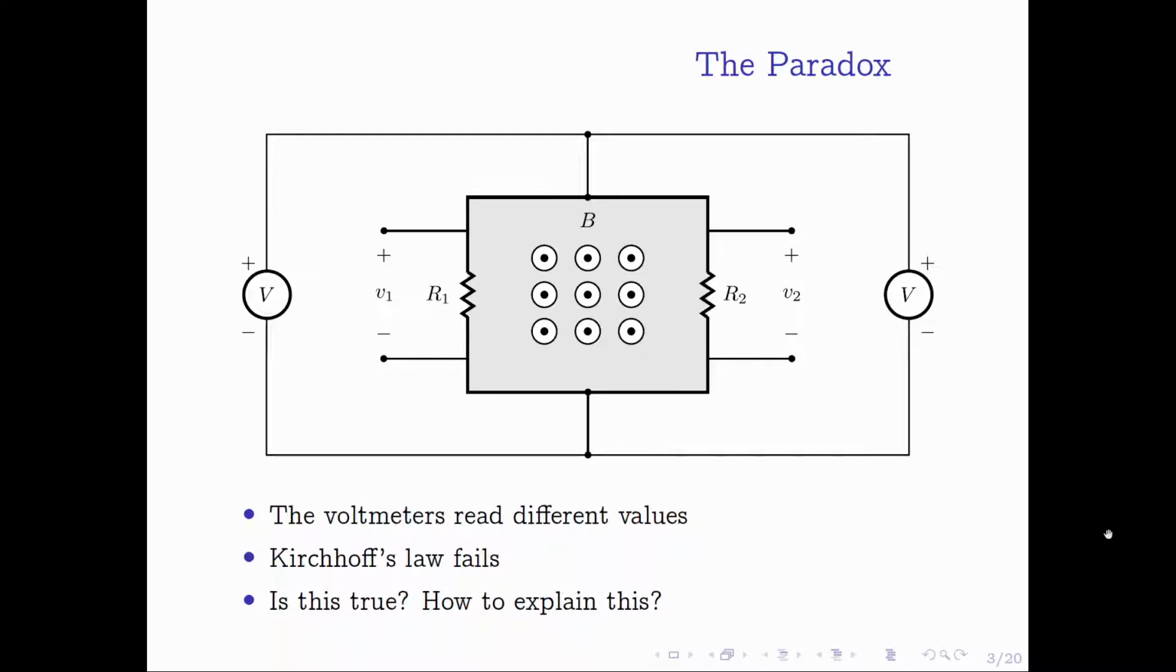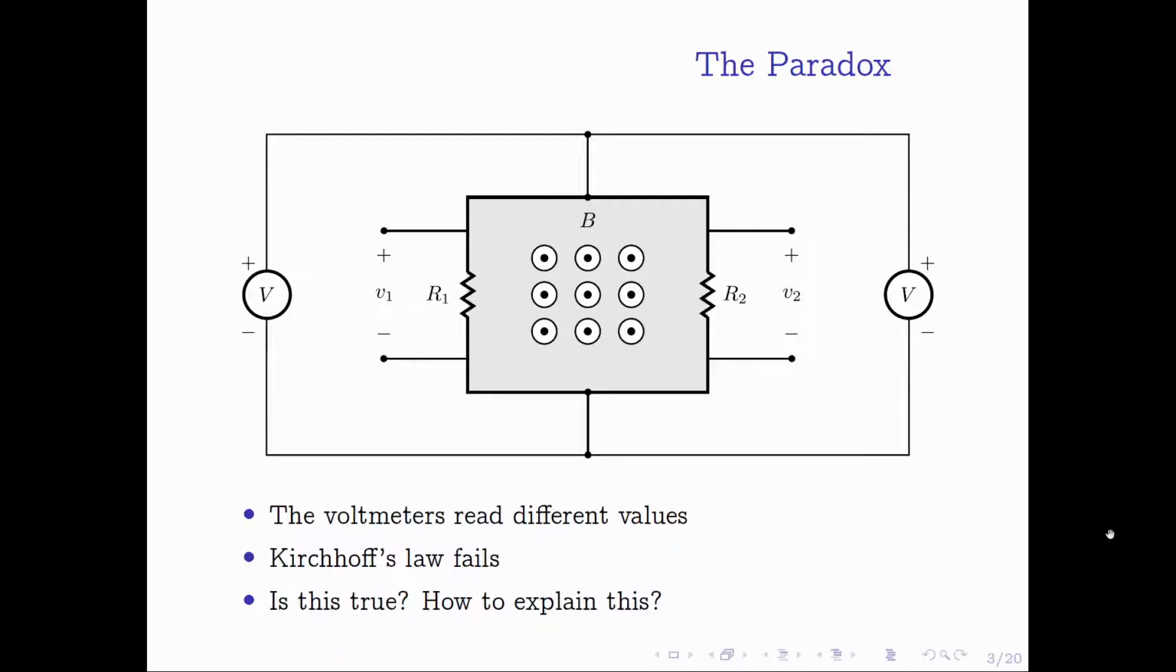We have a closed wire loop. This wire loop is exposed to a magnetic flux density, denoted by B. The magnetic flux density is vertical. The loop is also loaded by two resistors, R1 and R2. Here, we would like to measure the voltage across the loop. For that reason, we have two voltmeters, one on the right side and another one on the left side.